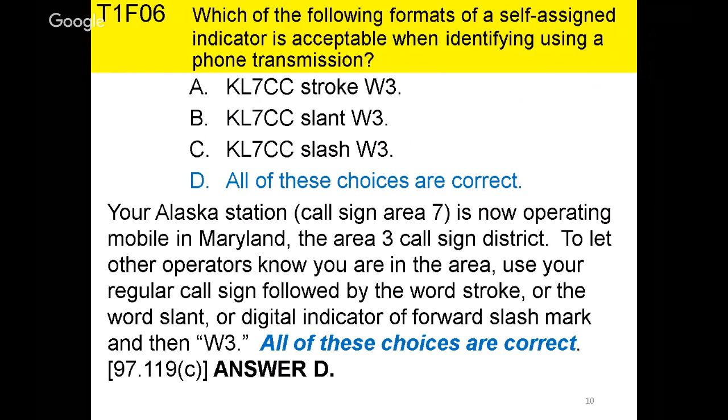Oh, KL7, that's right, it's Alaska. I don't know what I was thinking. KH is Hawaii, by the way.